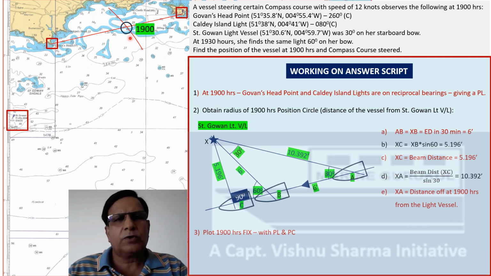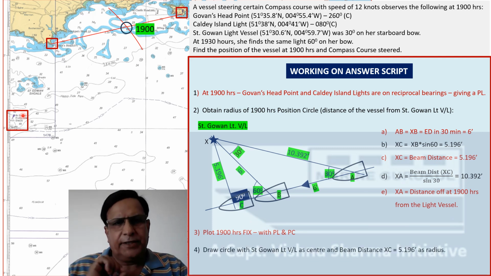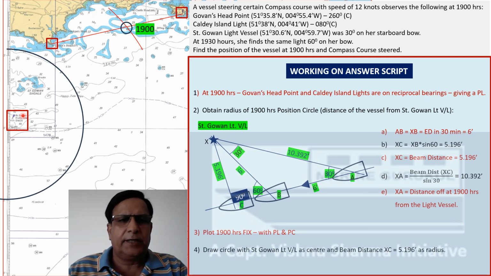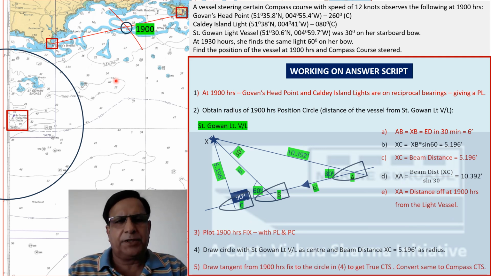Second is the course steered at 1900 hours. For that, we know the beam distance is 5.196. So with radius of 5.196 miles and St. Gowan light vessel as the center, we draw a circle here. Now, from 1900 hours, we draw a tangent to this circle. And obviously, this will be the required CTS.